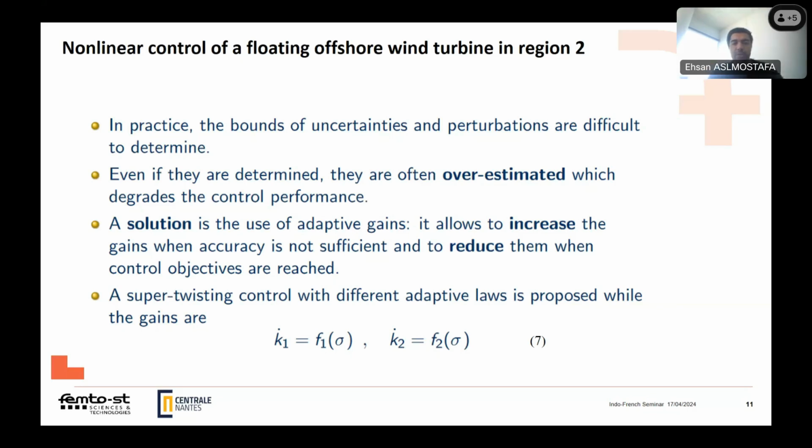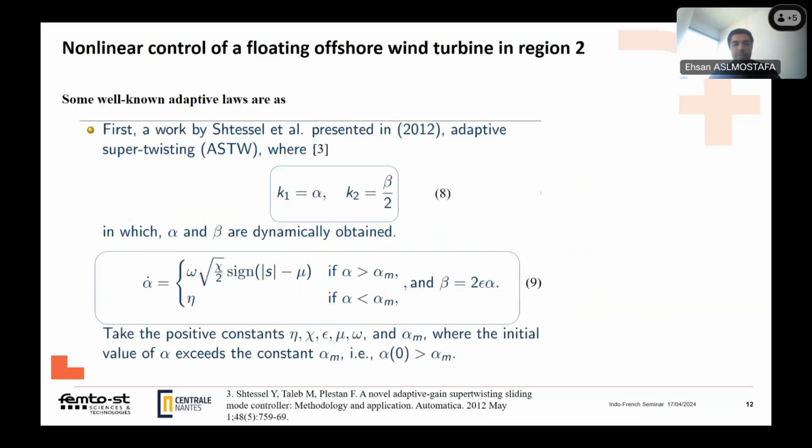According to equation 7, the adaptive rules are proposed, in which you can see that K1 dot and K2 dot are a function of the sliding variable. The first adaptive rule, which was proposed by Utkin itself, is as equation 8 and 9. Here we can see that K1 and K2 are adjusted dynamically, but before that we need to set some parameters. Here we have 6 parameters, or we can say 5 parameters, in order to tune our controller.